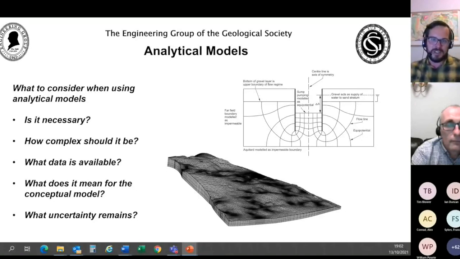And I'll now hand over to Martin Preen to talk through what you can do once you've established a robust understanding of the engineering geology of groundwater through the use of the different types of model.